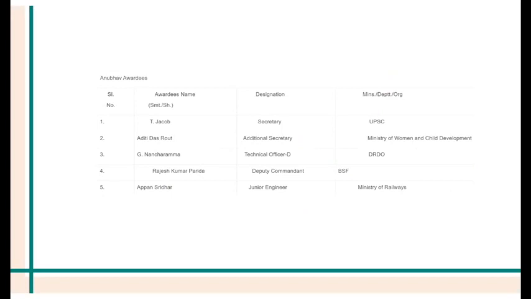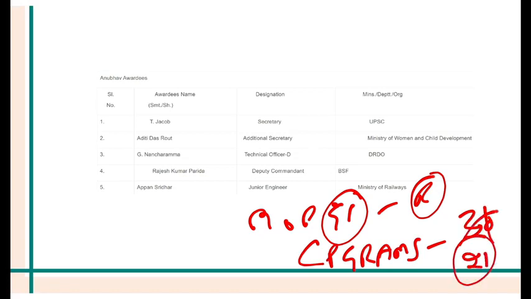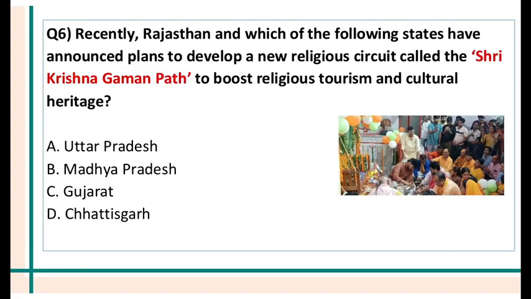Also, this Ministry of Pension and Public Grievances has reduced the time for grievance redressal on the CPGRAMS portal from 30 days to just 21 days. 21 days.